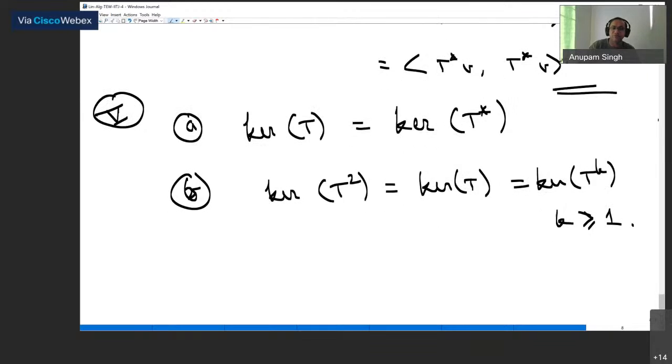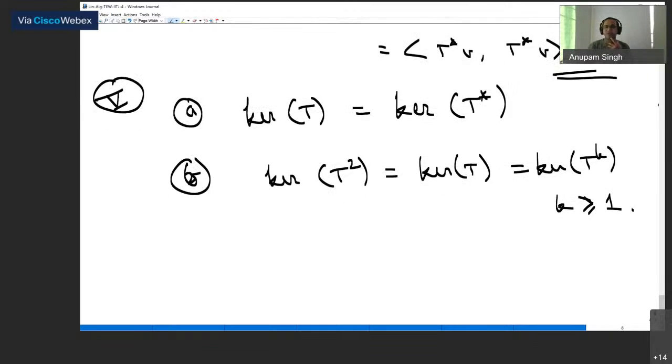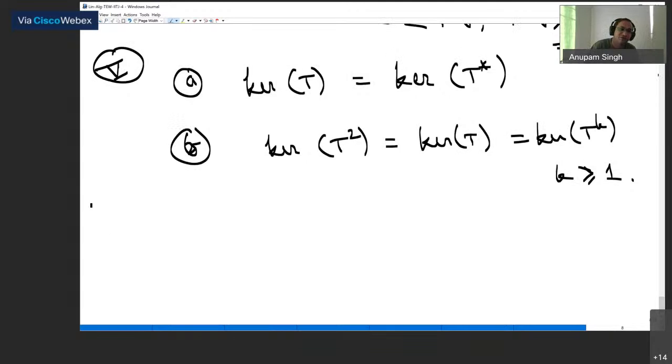So this is a very useful property, and this is what is going to help us achieve the structure theorem. So let's prove this. This requires a little bit of effort. So proof of the first part, A, is easy to prove from the previous one.